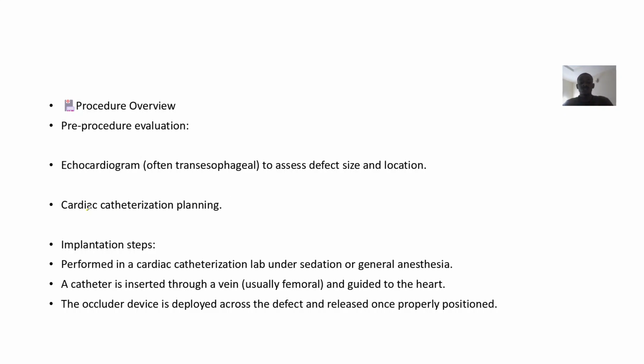The implantation steps: it's performed in a cardiac catheterization lab under sedation and general anesthesia. A catheter is inserted through a vein and guided to the heart. The occluder device is deployed across the defect and released once properly positioned. So that's all we have.